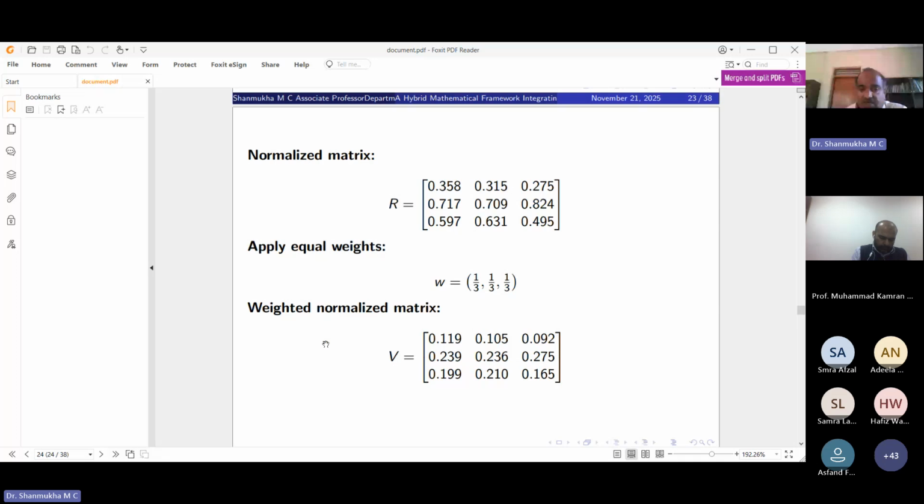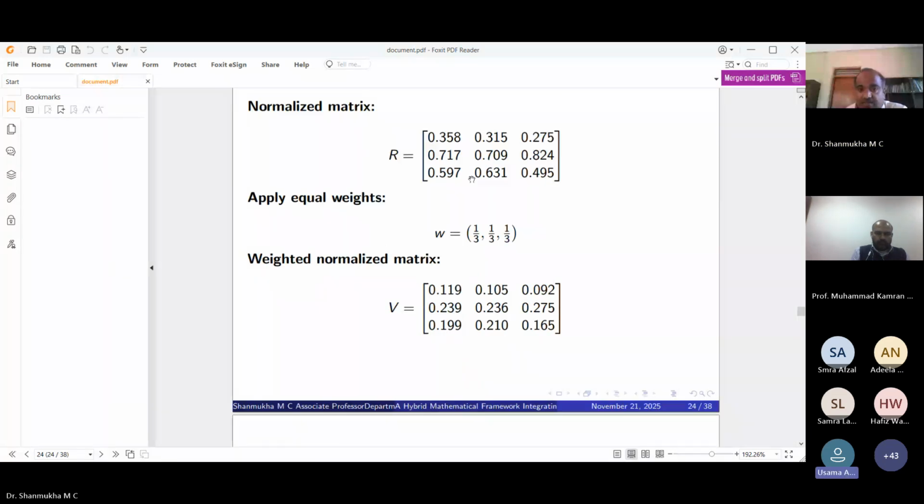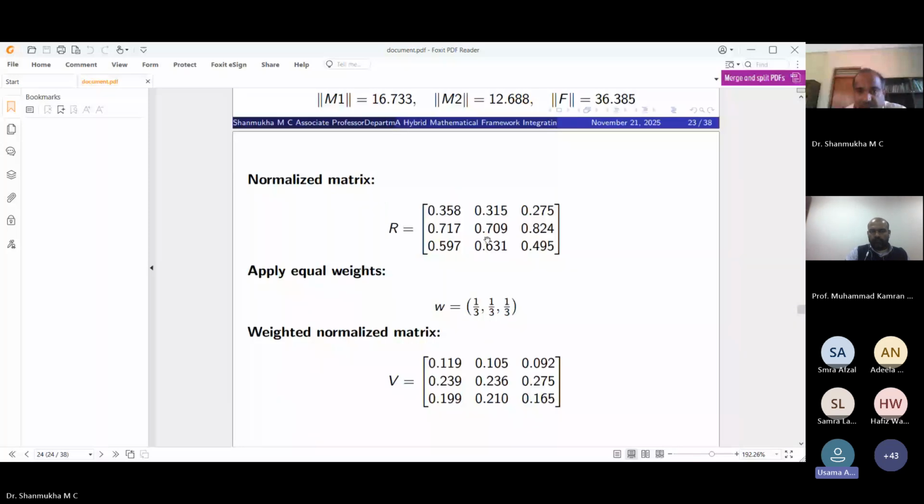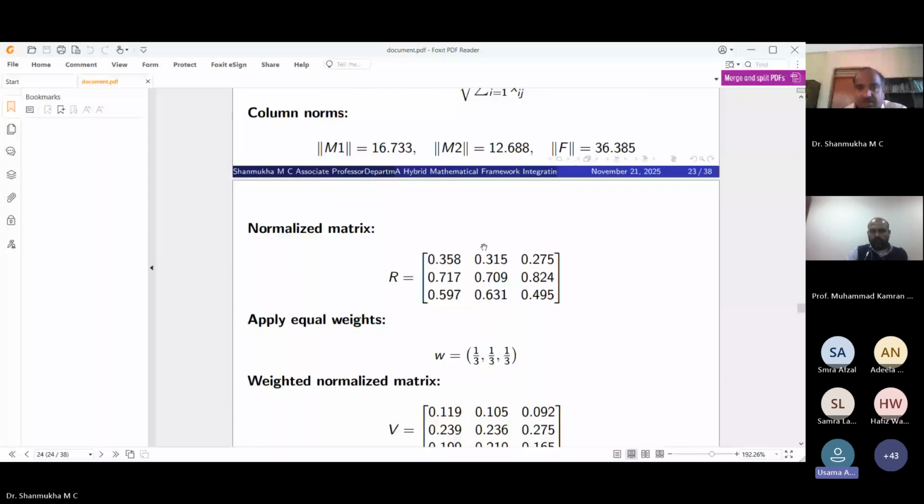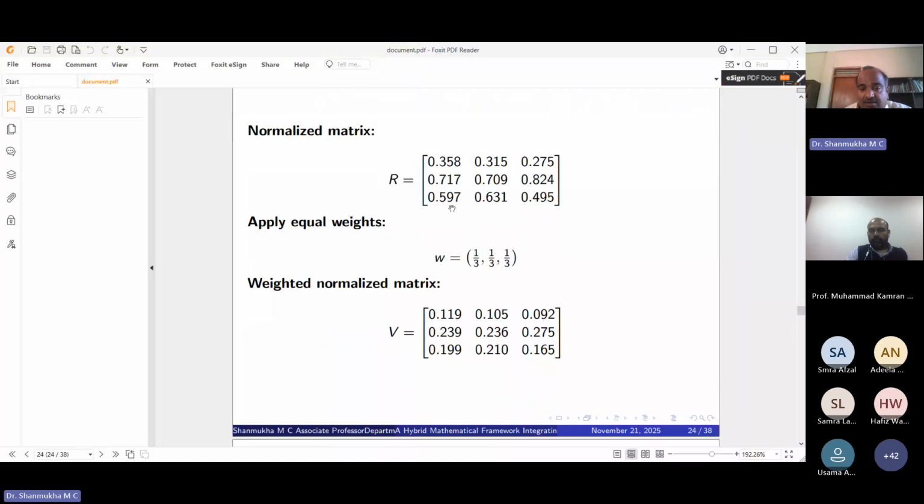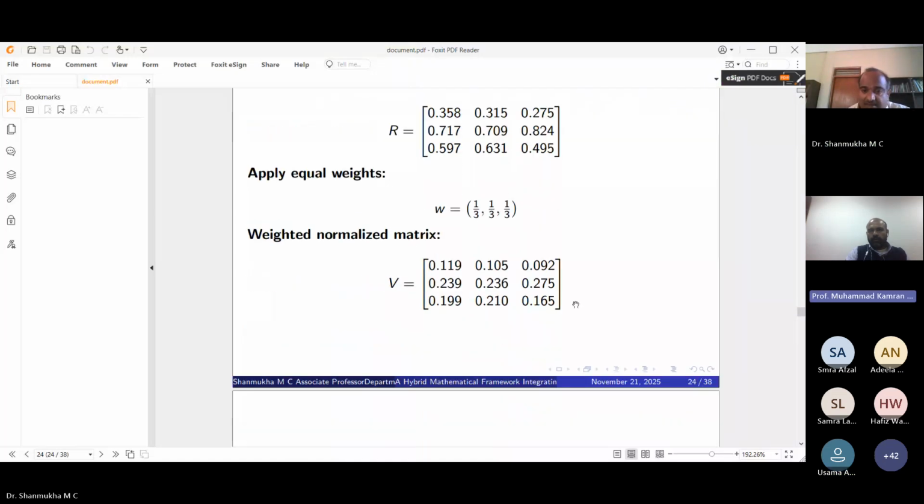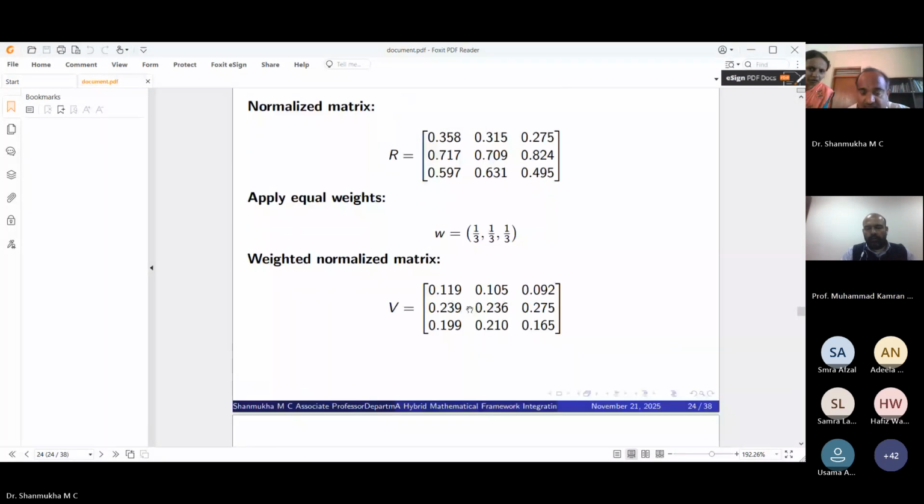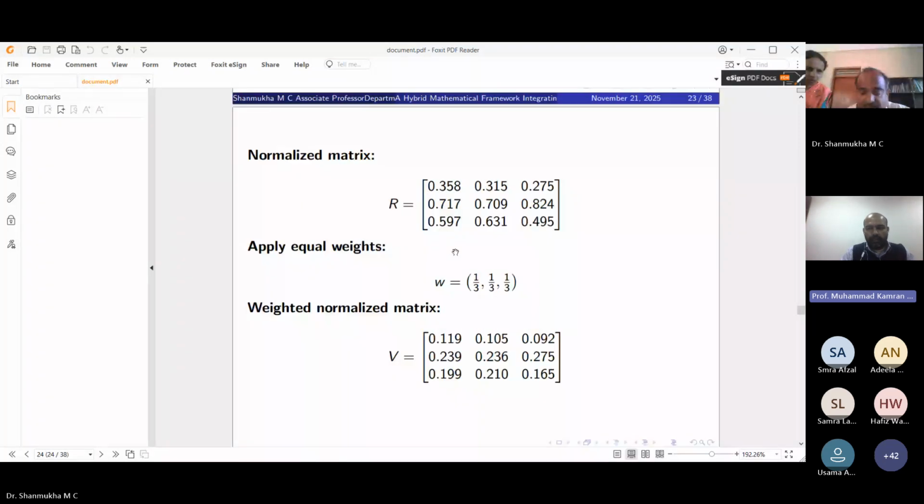Then weighted normalized matrix. Sir, we are facing difficulty listening to you. Can you please turn off your camera so that data can be transferred smoothly? Your voice is cutting in between. Okay, right, sir. Okay, wait a minute, Doctor. Now is it audible? Thank you very much. Yes, you are absolutely right, it is audible. No issues from your side.